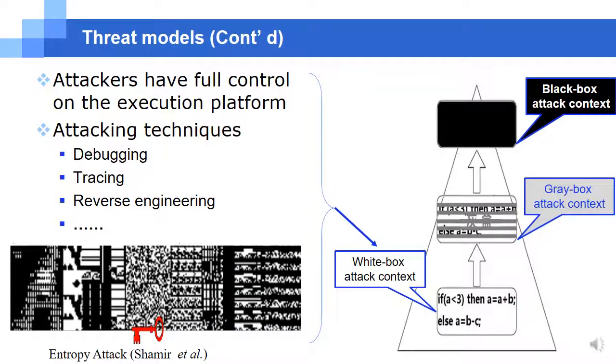In the white box model, which is the worst case, the adversary has total visibility of the crypto system's implementation and full control over its execution platform. Attackers can use a number of powerful general attacking techniques, such as debugging, tracing, and reverse engineering. Moreover, some special techniques have been developed. For example, the lower left figure shows the entropy attack identified by Adi Shamir, where a cryptographic key could be found in storage by searching the most chaos segment.